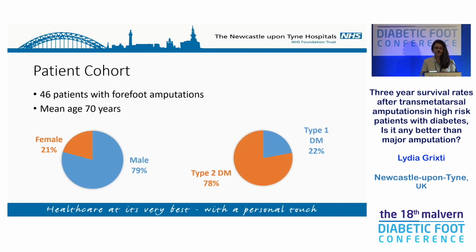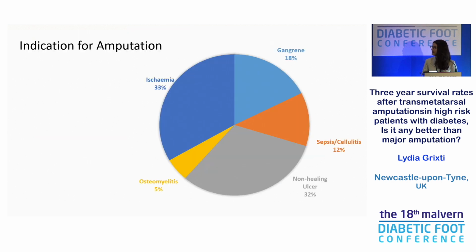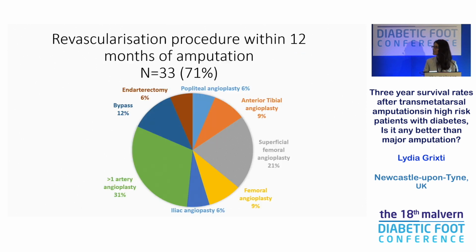We ended up with a patient cohort of 46 patients. The mean age was 70 years. Most patients were male, and most had type 2 diabetes. The major indications for amputations were a non-healing ulcer and ischemia. We found that 33 out of our 46 patients underwent revascularization procedures within 12 months of their amputation.